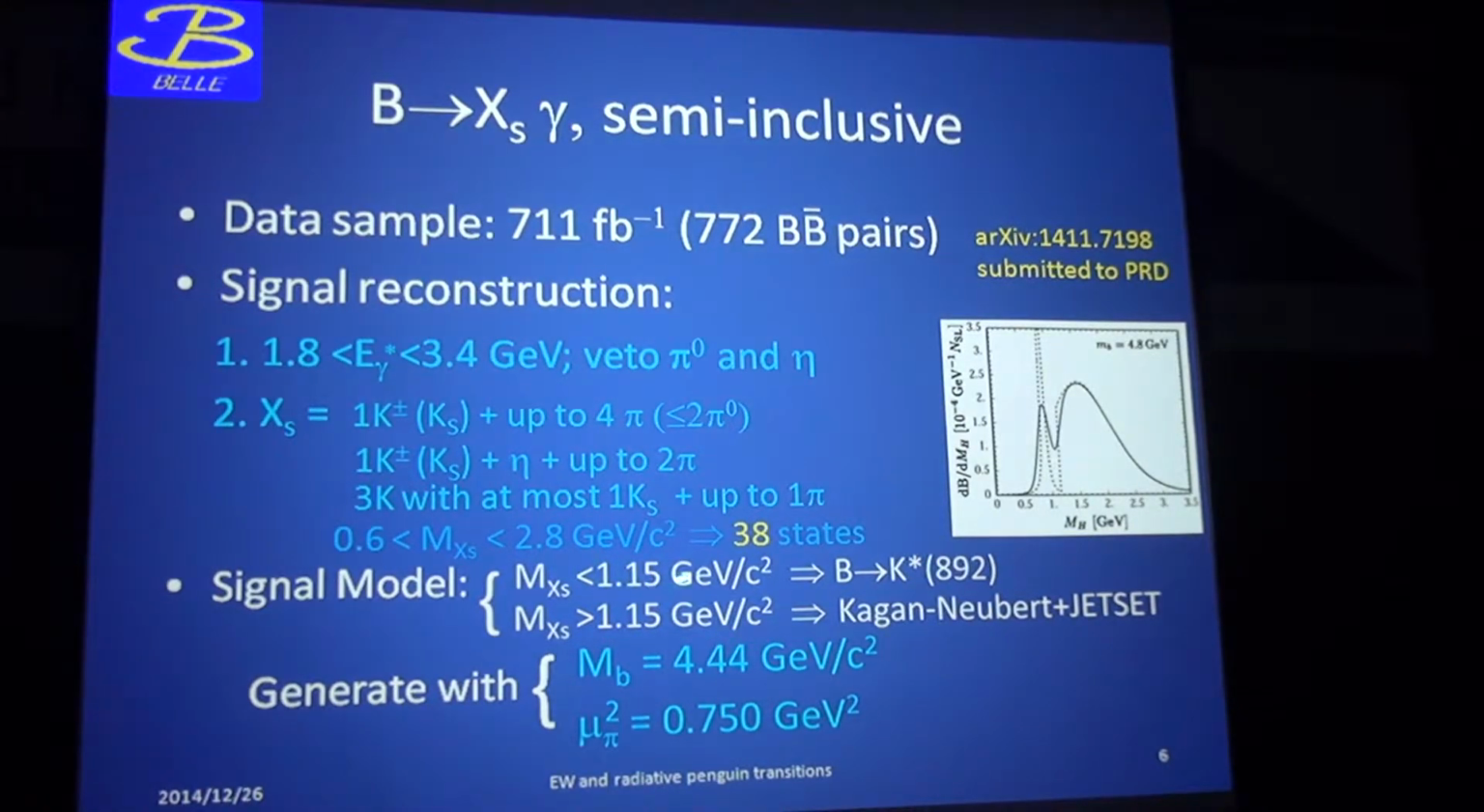Now below that, this is just a K-star resonance. Here, the dashed line shows the theoretical model, and the solid lines show it with some detector resolution, a detector effect. Then we generate the signal with the MX mass and this factorization scale. Okay.